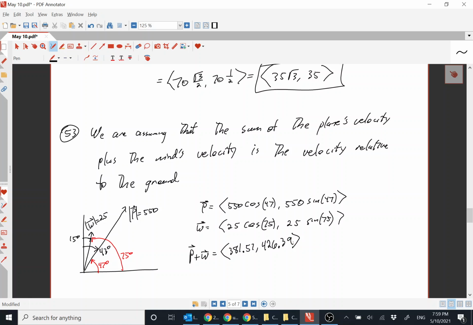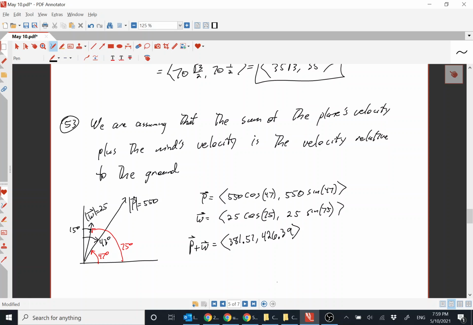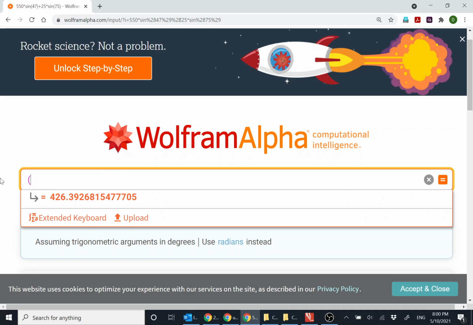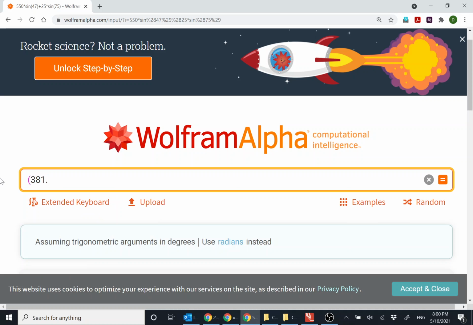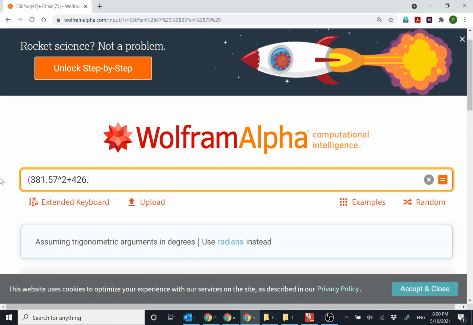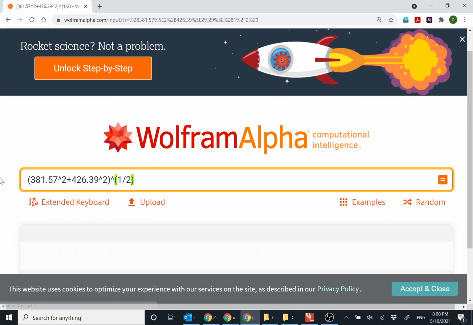Right, and so that's the sum of those two vectors. So that gives you the velocity of the plane relative to the ground, but the more interesting measure is going to be the actual speed. So the ground speed, the speed of the plane relative to the ground, is just going to be the length of this vector. So 381.57 squared plus 426.39 squared, take the square root of that.